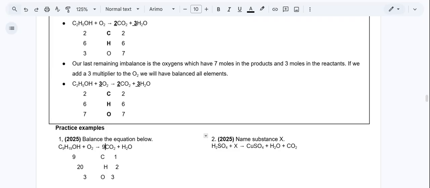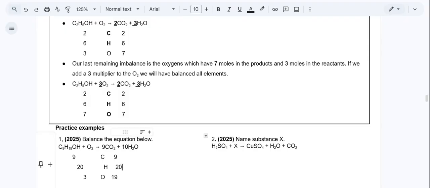I think if we put a 9 in front of this carbon, it will bring the carbons up to 9. What it's also done is affect the number of oxygens we have here. So 9 times 2 is 18, plus 1 is 19. So we have 19 oxygens now. So that's no good. We need to now find a way to sort the hydrogens. So as I said, if we multiply this by 10, we will end up with 20 hydrogens.